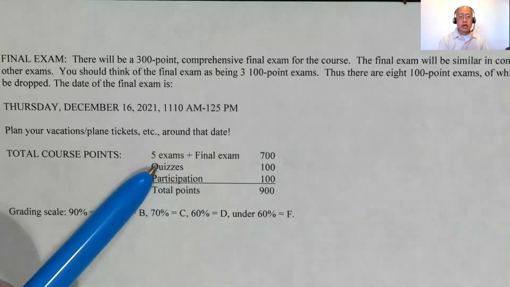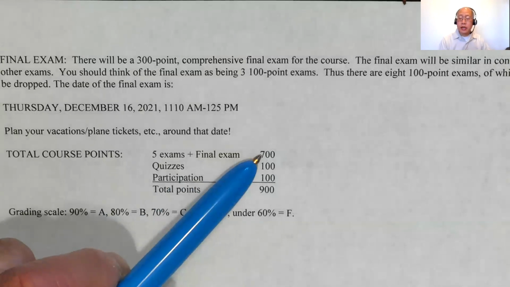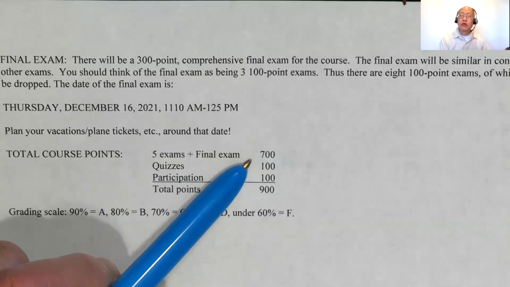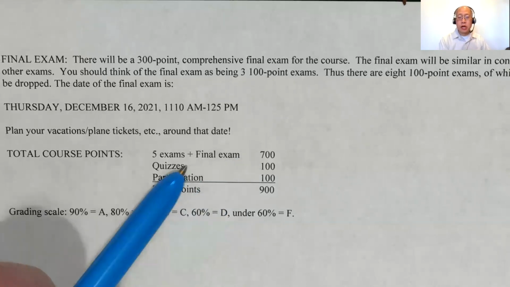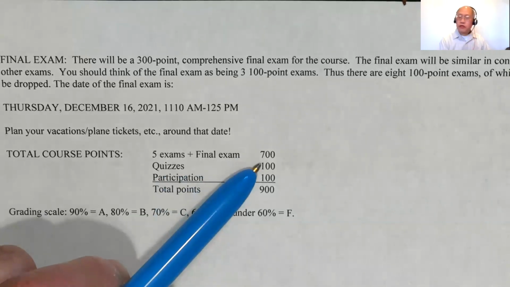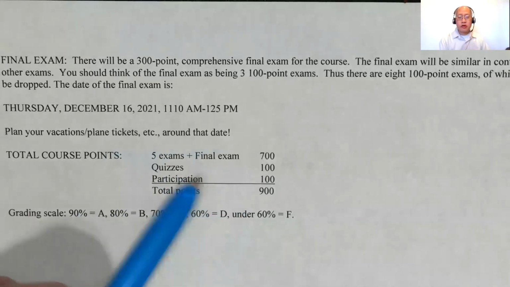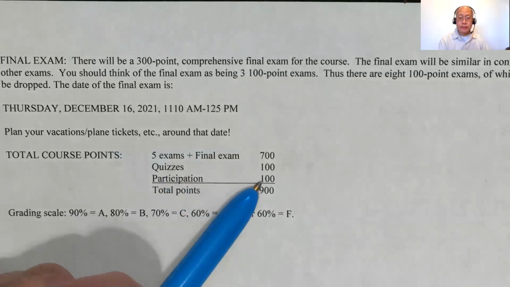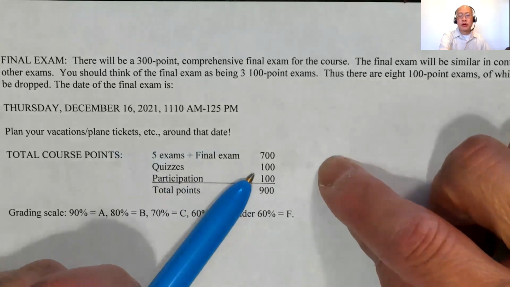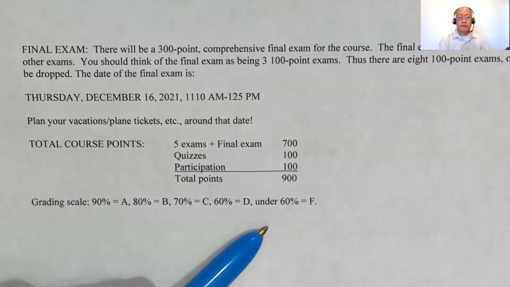So here's the total course points. 5 exams plus a final exam is 700 because 100 points is dropped. So 500 plus 300 is 800. Subtract 100 for 700. Quizzes are 100. There's no reason why you can't really get 100 on quizzes. They're open everything. 100 for participation, which is basically homework. There's no reason why you can't get 100 on that too. So it's almost like there's 200 free points, folks. Total points is 900, and my grading scale is 90, 80, 70, 60.